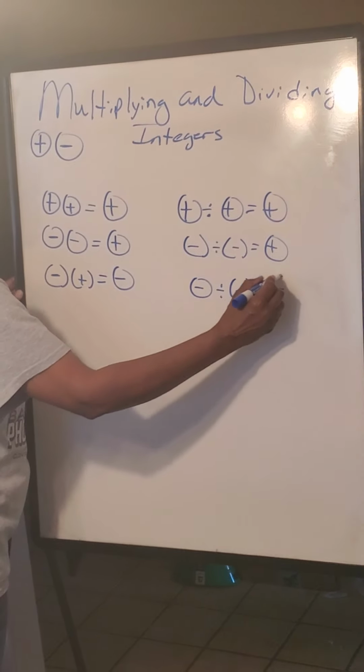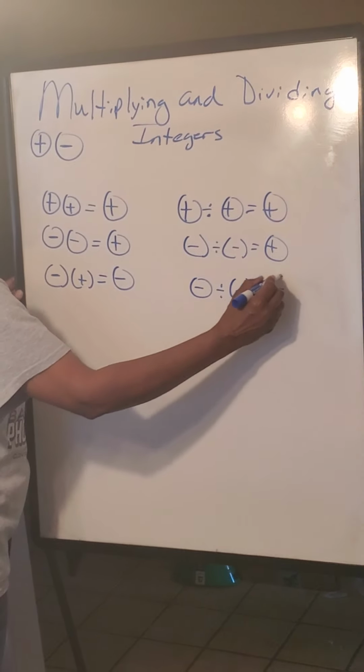So what do I need to remember for multiplication and division? If I'm multiplying or dividing two numbers with the same sign, my answer is positive. If I'm multiplying or dividing two numbers with unlike signs, my answer will always be negative.